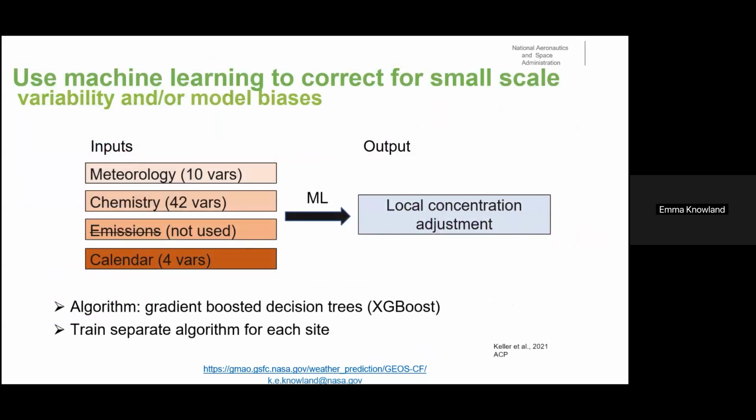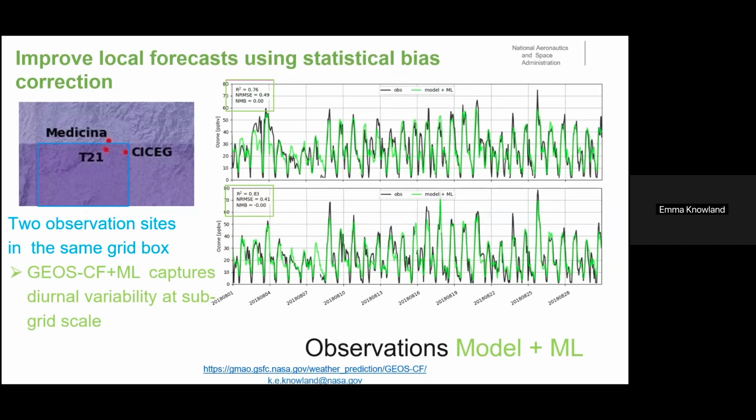Using a machine learning method, different input features are fed into a machine learning algorithm, which includes meteorology and chemistry for many different chemical species, not just the targets, as well as calendar information about hour of day, the weekday, and the month of year. We don't forecast the emissions, and so that's not used in this machine learning. But since the model biases are often site-specific, especially for that representation error, separate machine learning models are trained for each individual site. And so the bias correction factor, that difference between the observations and the model, along with the original GeoCF output, now captures the diurnal variability of ozone at the subgrid scale. So now we can see that the green, which is that model plus the bias correction, agrees really well with the observations.